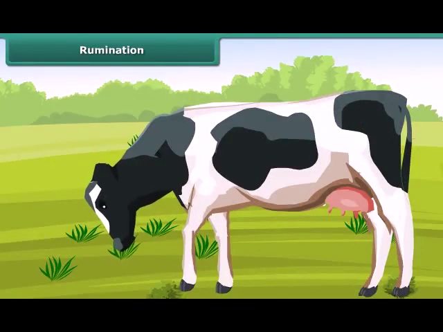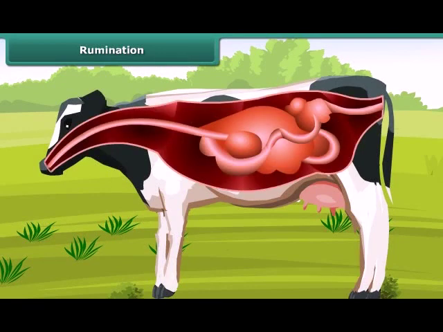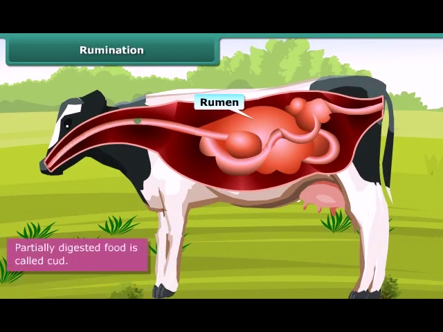Have you observed a cow chewing continuously even when it is not eating? What happens is, it quickly swallows the grass and stores it in a rumen. Here the food gets partially digested and is called cud. But later, the cud returns to the mouth in small lumps and the animal chews it. So this process is called rumination, and these kinds of animals are called ruminants.